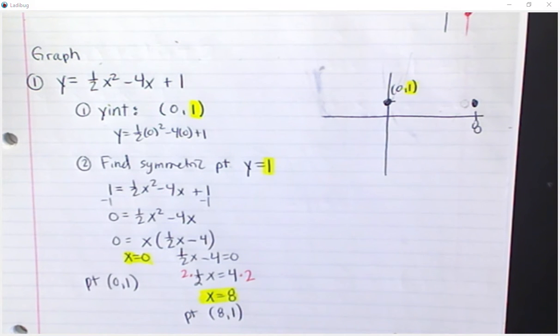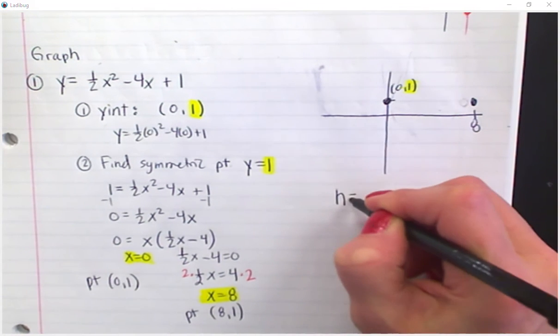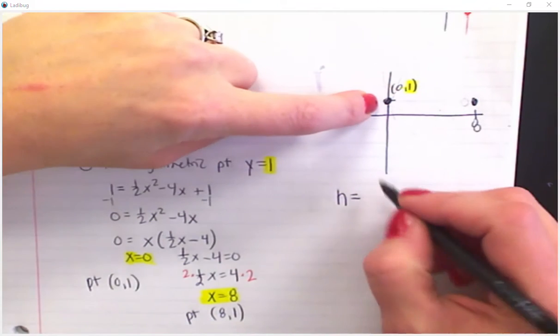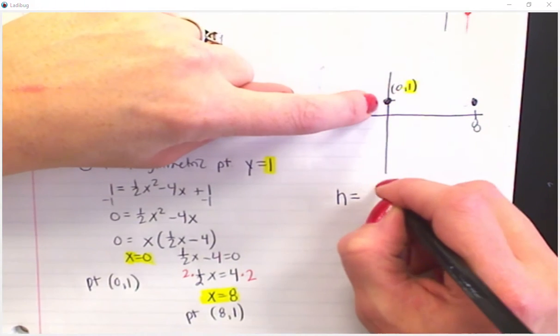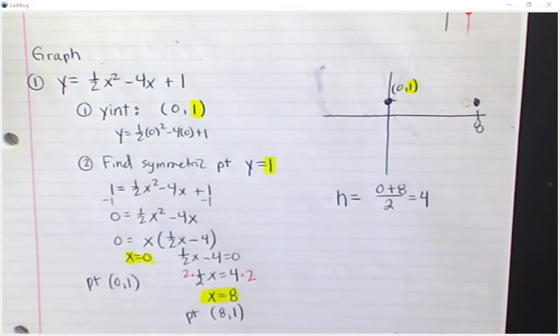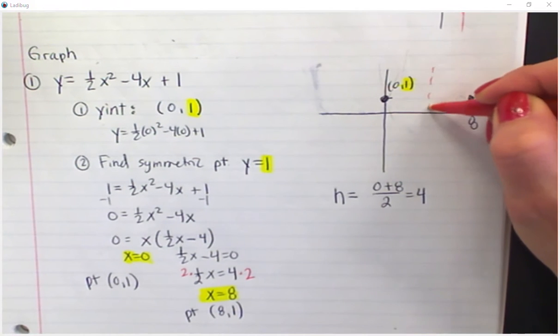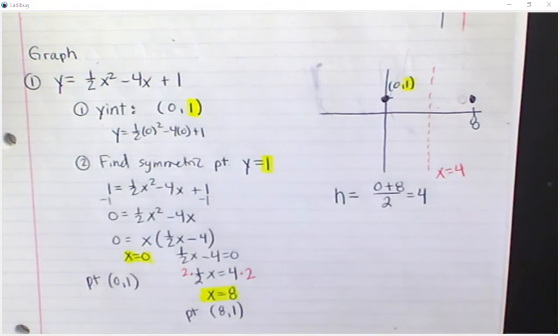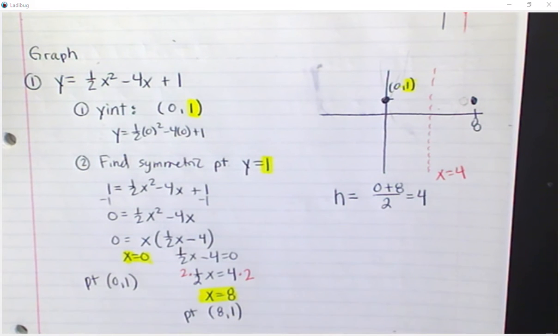Okay, you're like, well, I still need the vertex. Yeah, you do. Okay, so the H. This is where it's going to be similar to vertex form. You've got the symmetric points. Now find out where the center is. 0 and 8. So halfway is x equals 4. There's my axis of symmetry, halfway. You can half any pair of symmetric points.